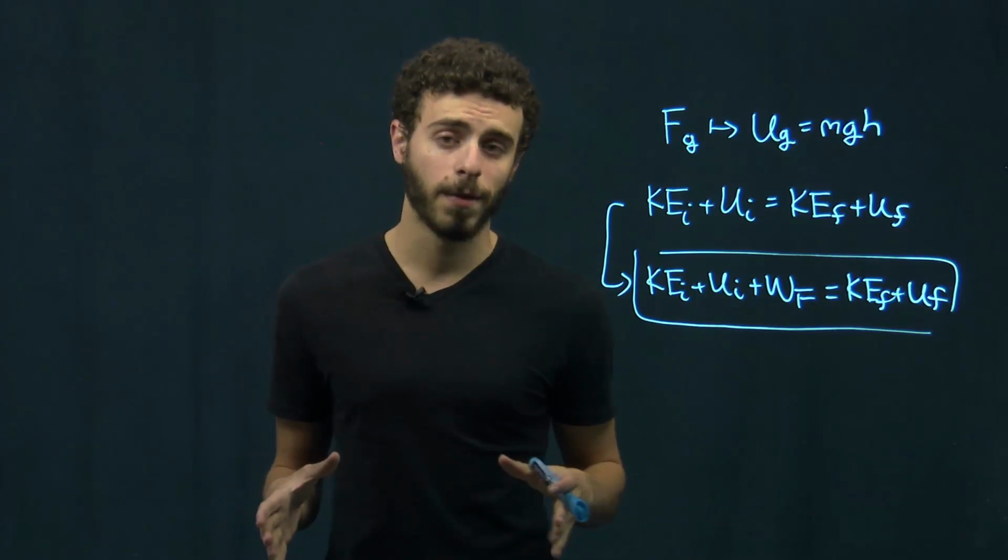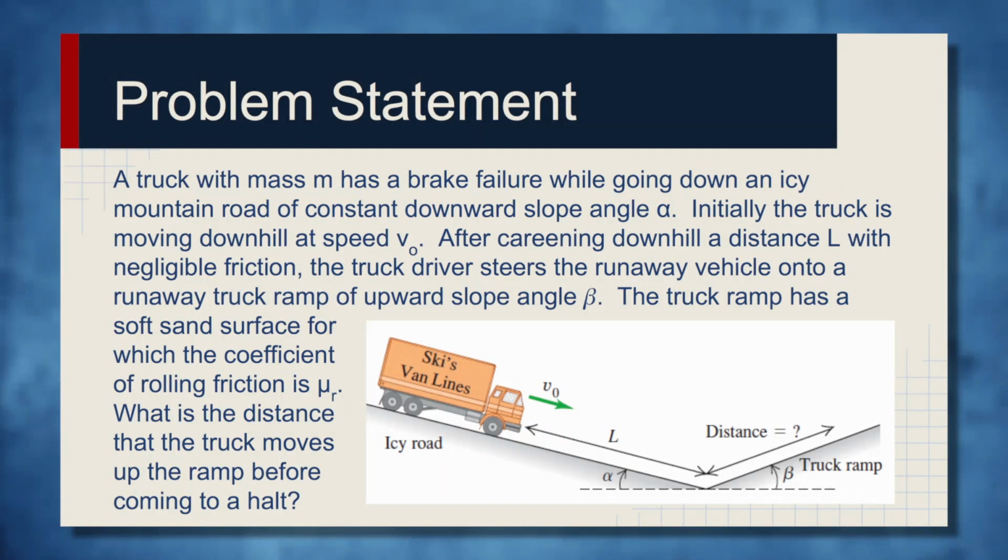So let's look at the problem statement for today, and that reads as follows. A truck with mass M has a brake failure while going down an icy mountain road of constant downward slope angle alpha. Initially, the truck is moving downhill at a speed of v0. After careening downhill a distance L with negligible friction, the truck driver steers the runaway vehicle onto a runaway truck ramp of constant upward slope beta. The truck ramp has a soft sand surface for which the coefficient of rolling friction is μr. What is the distance that the truck moves up the ramp before coming to a halt? Use energy methods. At this point, you should pause the video, reread this problem a couple times, and maybe even try it on your own.